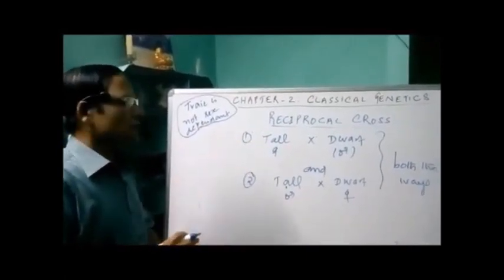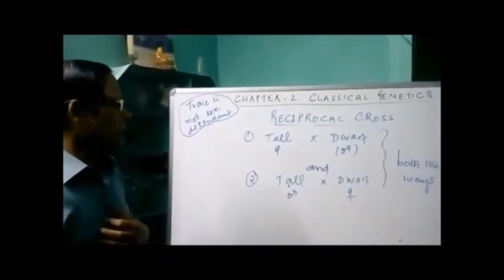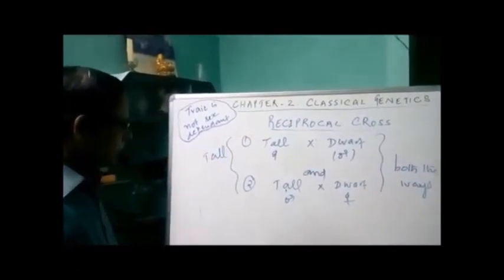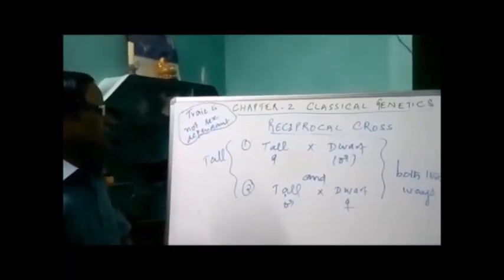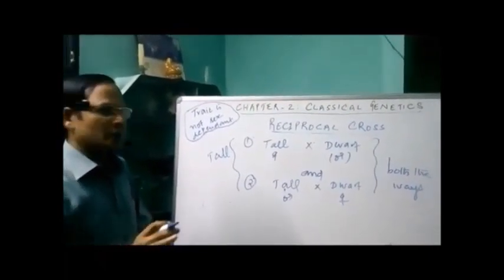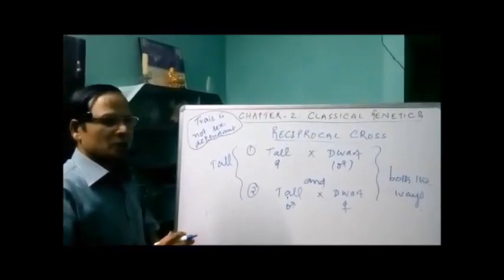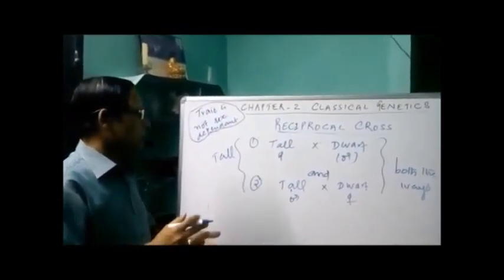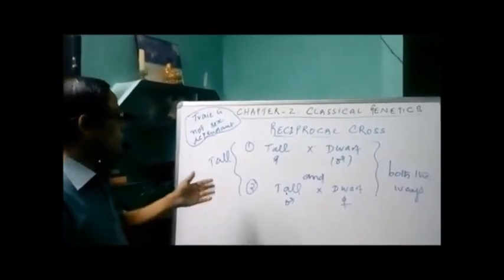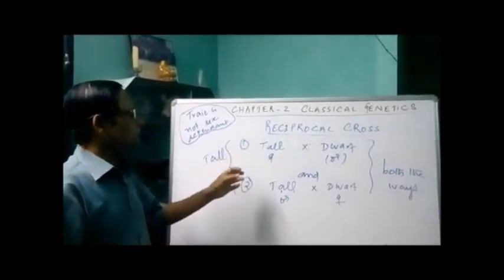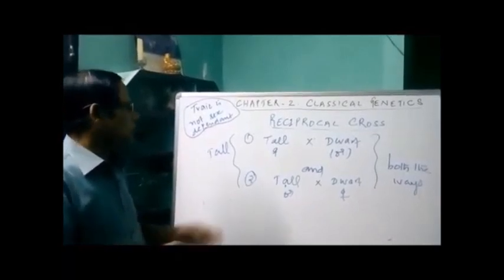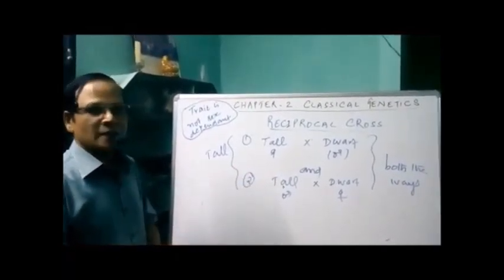In both the crosses, the result will be the same, that is, tall plants. So in such crosses, in monohybrid crosses, the inheritance of traits is not sex dependent. That was the conclusion made by Mendel. That's why he did the reciprocal cross, to show that sex has no role in the inheritance of characters in his analysis.